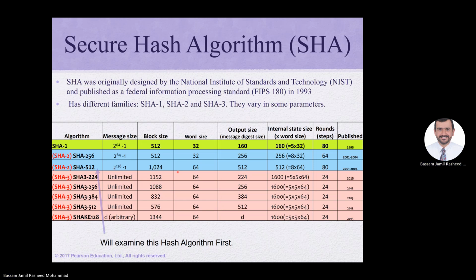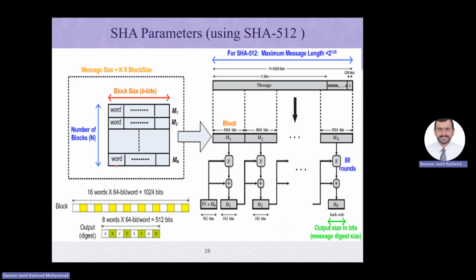We will study SHA-2 in the next slide. Remember, there are two flavors. We'll look at the output of 512 bits, the block size that it consumes is 1024, and the maximum message size is 128. So let's focus on that in the next slides.